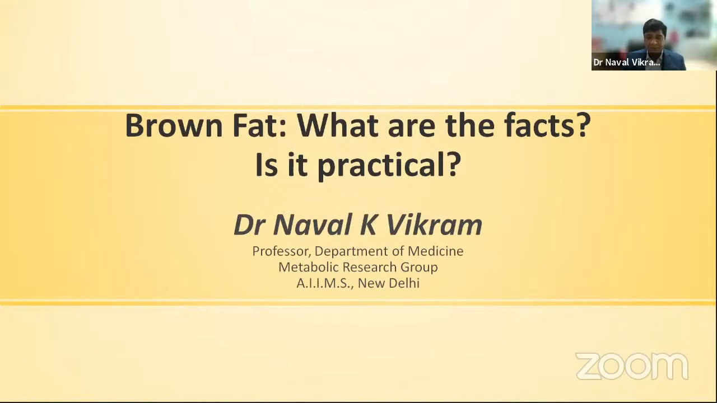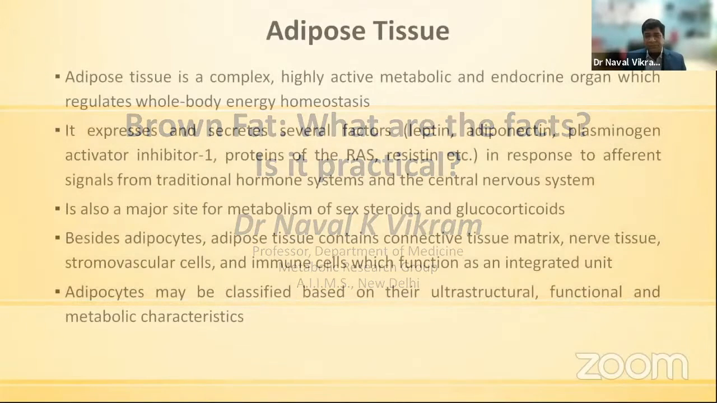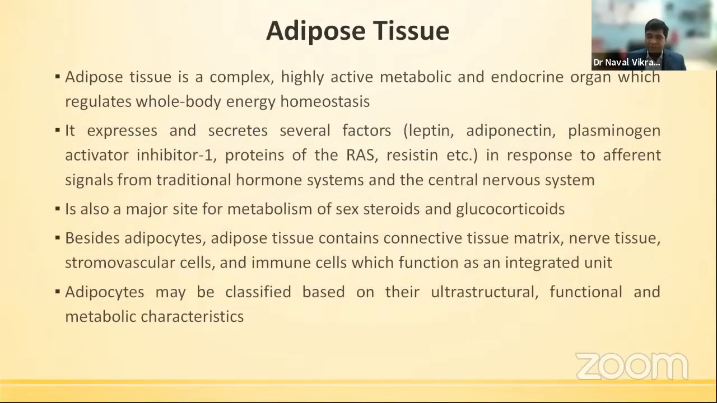So my topic today is brown fat. What are the facts? Is it practical? So adipose tissue, we all know it's not just cosmetic. It doesn't have only a cosmetic purpose, but it's highly complex and highly active metabolically, and works as an endocrine organ, which regulates whole body homeostasis and secretes several factors, several adipokines, which have been identified. And also it is a site for metabolism of sex steroids and glucocorticoids.